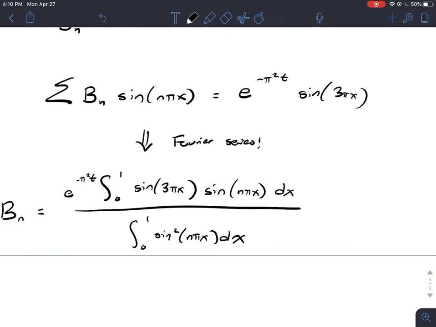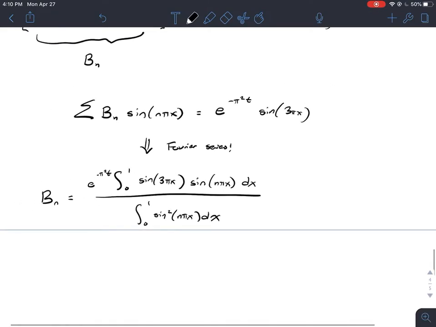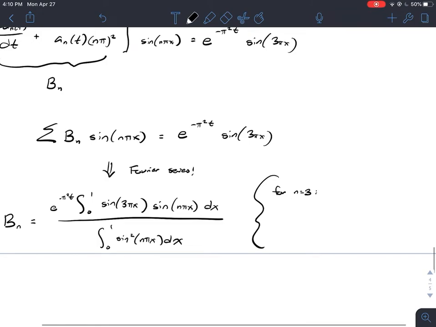So the nice thing to know is that when n is equal to m, we have a non-zero solution, but when n is not equal to m, we get 0. So looking at this relationship right here, for n equal to m, so for when n is equal to 3, the top and the bottom are exactly equivalent to each other. So therefore the only surviving term for b3 is equal to e to the negative pi squared t.